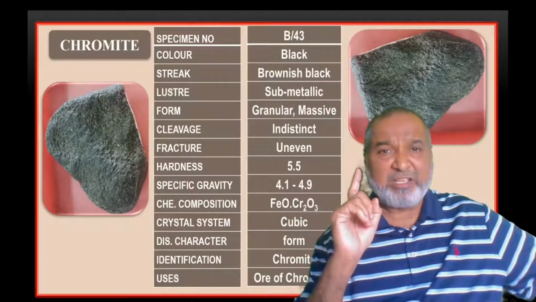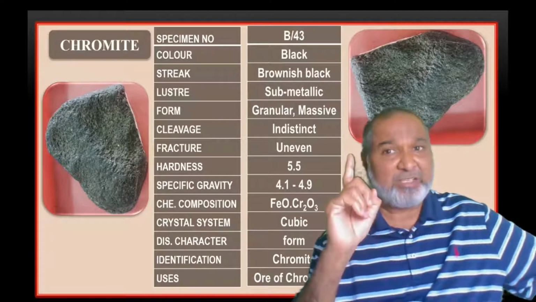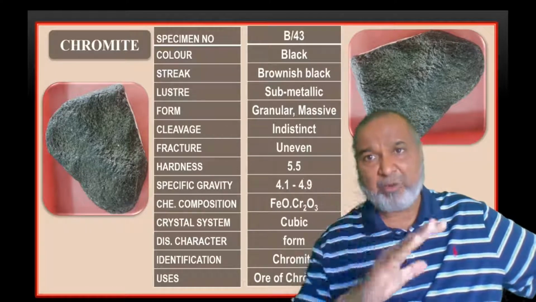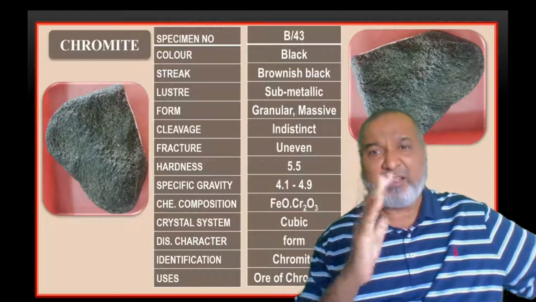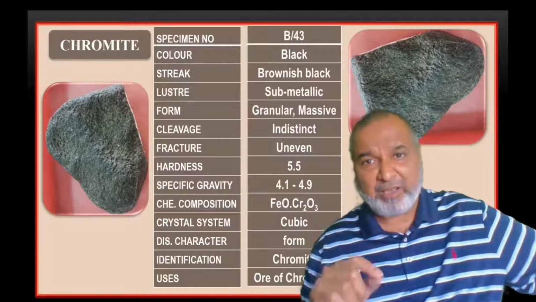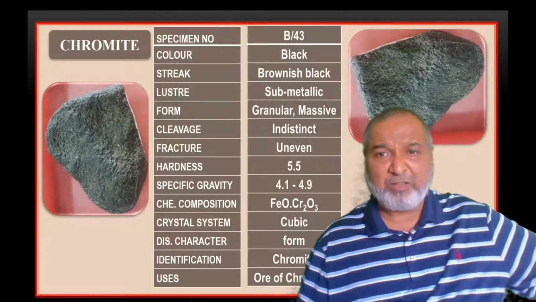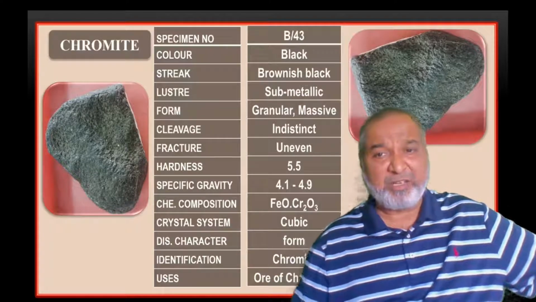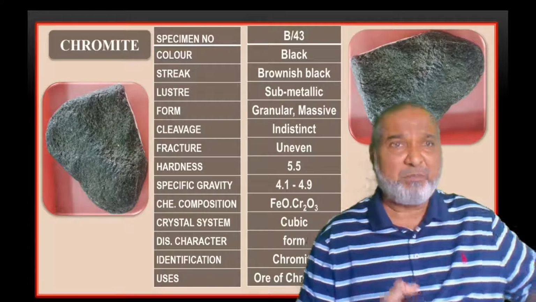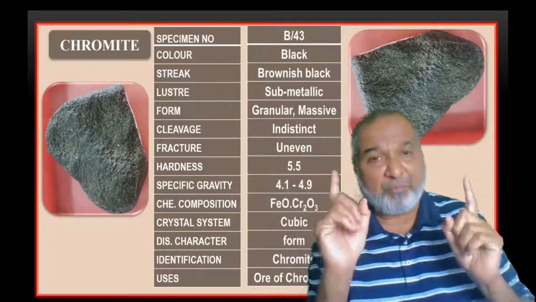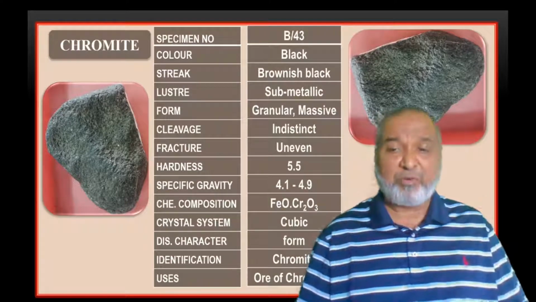Again cleavage indistinct, fracture is uneven, hardness again 5.5, specific gravity 4.1 to 4.9, about 3.5 or above, so they are the heavy ones. And the chemical composition is FeOCr2O3. From here the chromium will be extracted as an ore, so ore of chromium, that is very important. Chromite, the name itself, chromium, we are going to get it out. Cubic system, and the distinguishing property is the form. The granular form is very important, by which you can identify the chromite mineral.